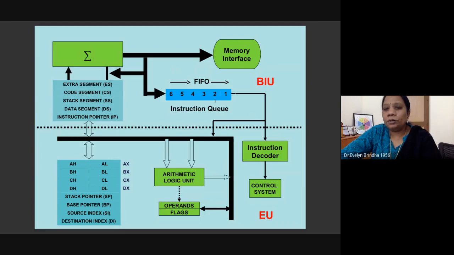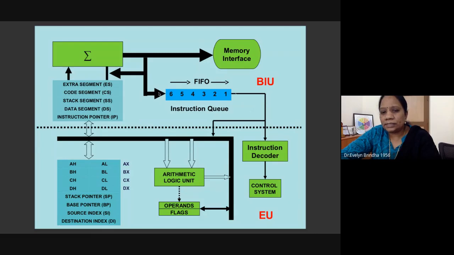Now you do a small calculation here. This is the physical address calculation. That is why a summation symbol is put here, because some addition has to take place. I will tell you what it is. That addition takes place, and the memory address is calculated in this block. Then it goes to whichever address is pointed to in the memory, fetches that particular instruction, brings the instruction and loads it into the queue.